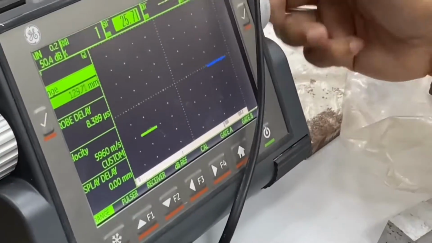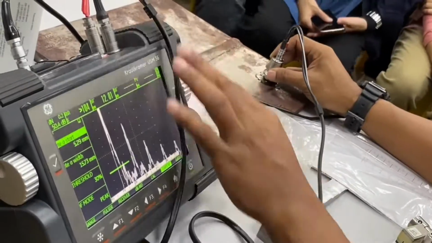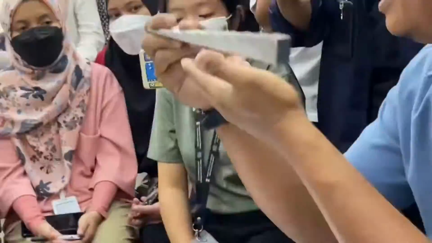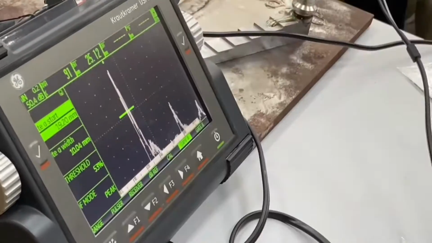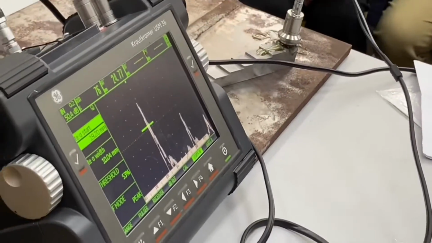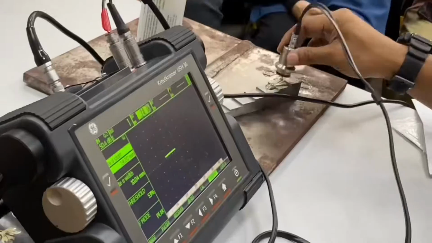The sound wave travel time can be directly related to the distance that the signal has traveled. From the signal, information about reflector location, size, orientation, and other features can be determined.